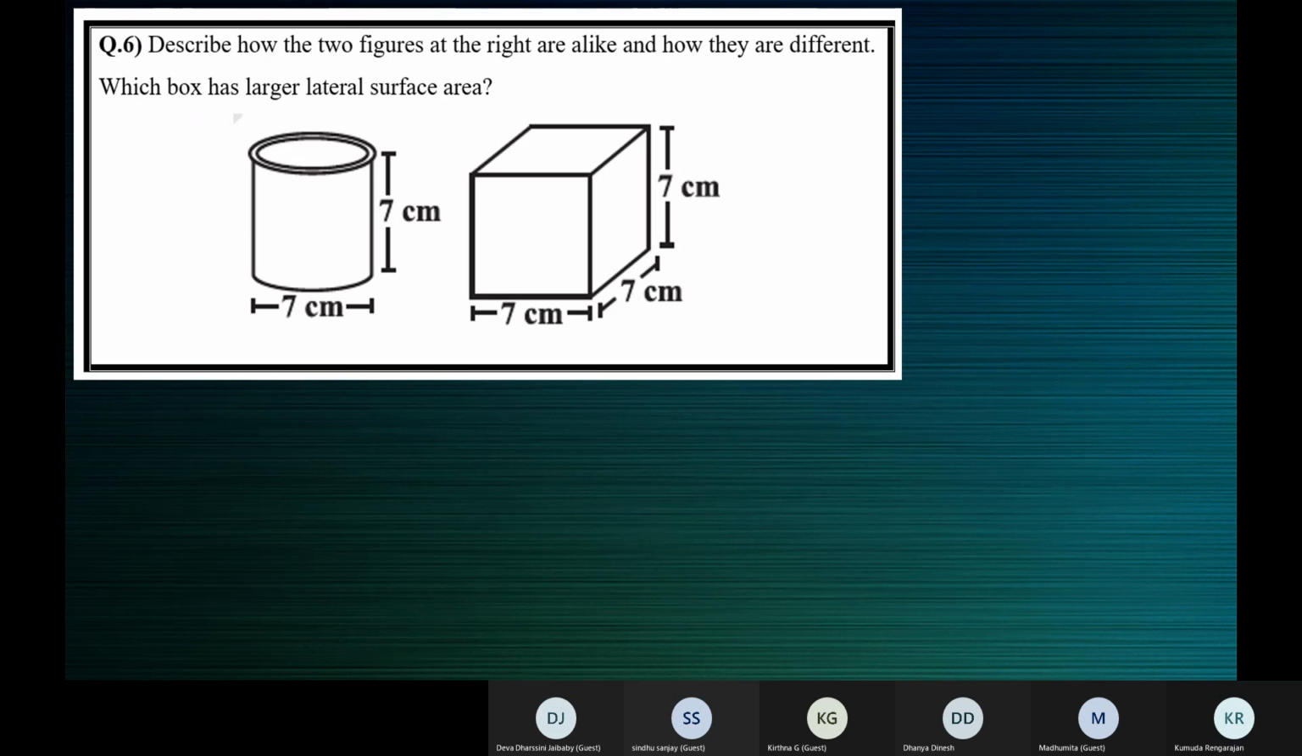Okay. Describe how the two figures at the right are alike. I shouldn't have typed it. In the textbook, the figures were given to the right. Okay, let's just take this away. Describe how the figures are alike and how they are different. Which box has larger lateral surface area? Lateral meaning curved.